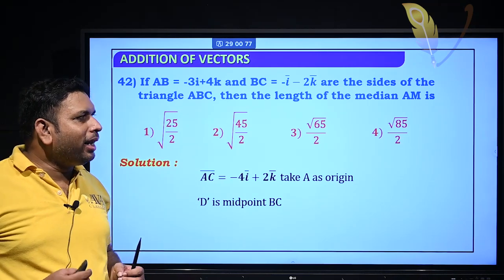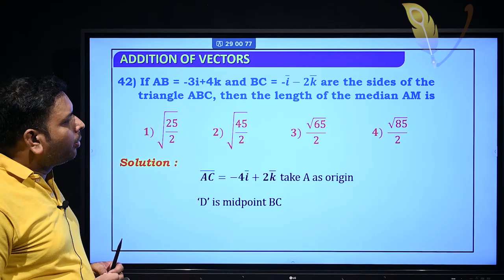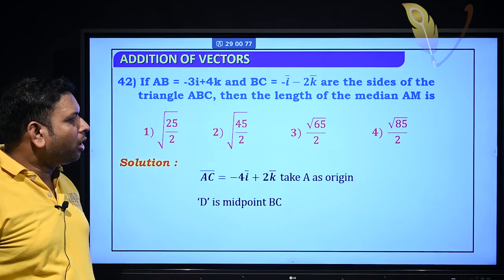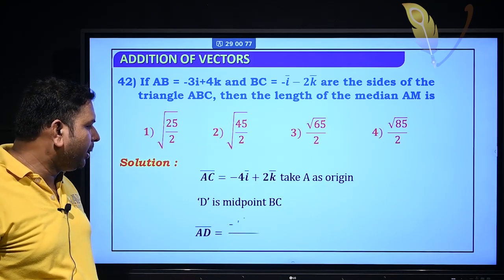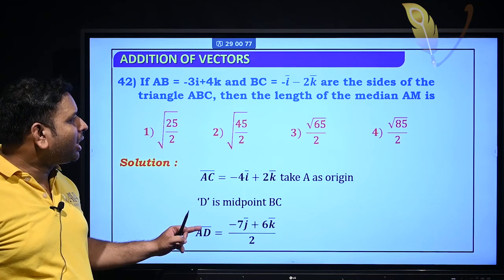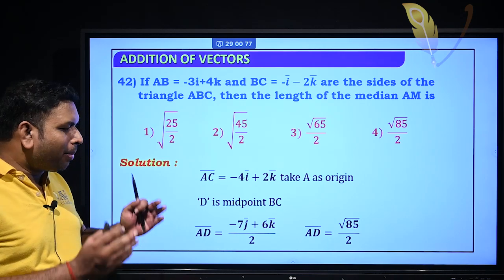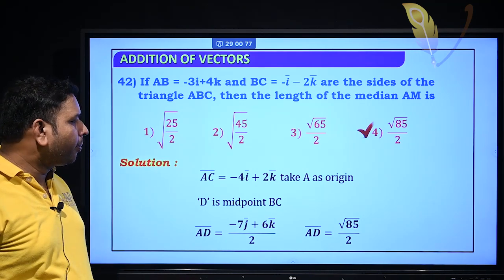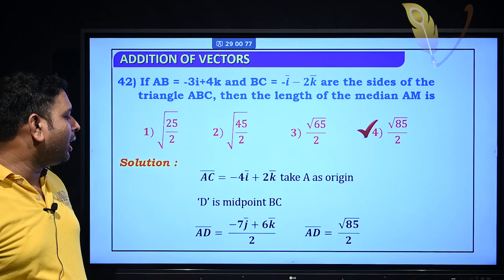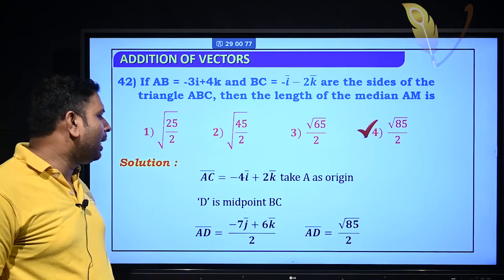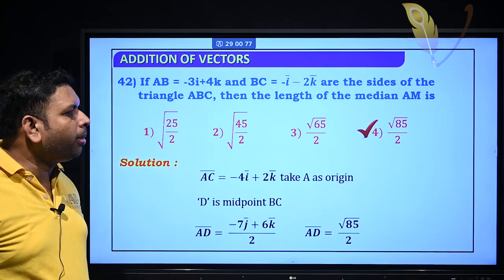Now the length of the median AM. Suppose D is the midpoint of BC. Now AD equals (minus 7i cap plus 6k cap) by 2. So the magnitude of AD is root 85 by 2. So the length of the median AD or AM, whatever it may be.